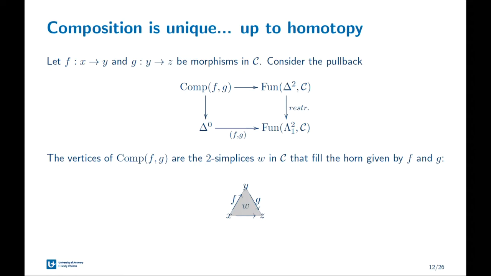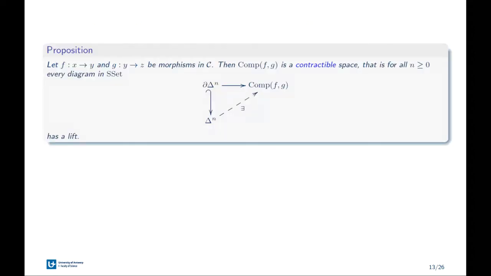This is a simplicial set, so it has higher structure. It has vertices and edges and two simplices and so on. But if I look at the vertices of this simplicial set, these are precisely the two simplices that fill in the horn given by f and g. I have this horn. This is fixed, and I look at all the possible two simplices which fill this up. These are the vertices of my simplicial set comp fg. So in other words, comp fg is the simplicial set of all possible compositions of f and g. We know that the composition is not unique, but let's look at all of them together, see what kind of structure we get.